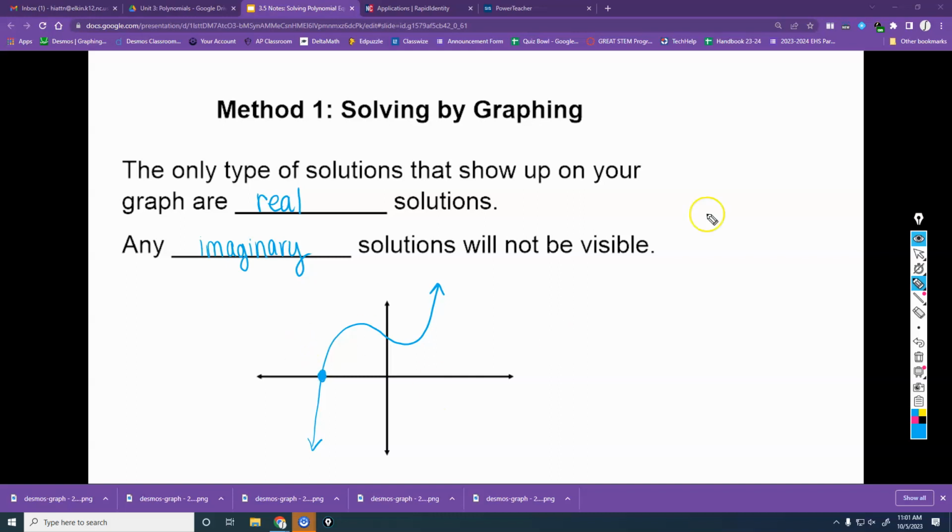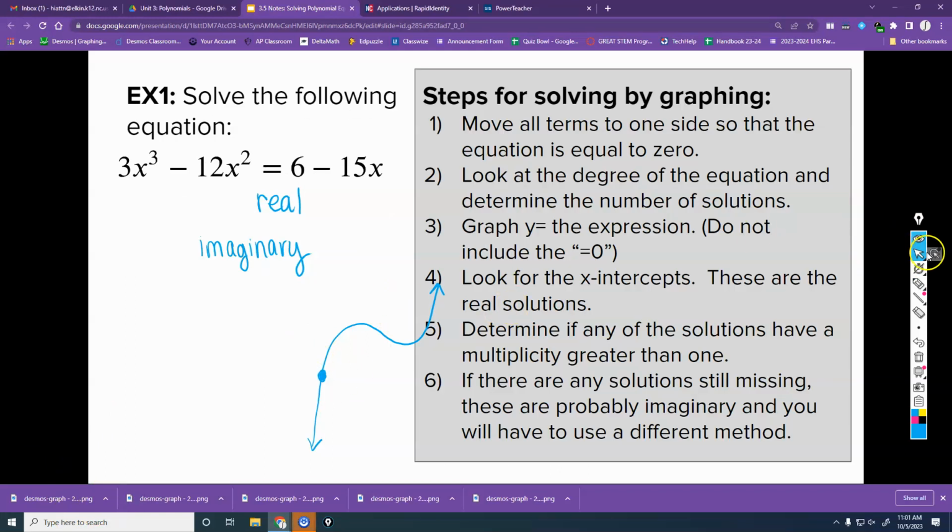But let's start with our easiest scenario. Our easiest scenario is that we can use Desmos. All right. So, if I'm asked to solve the equation 3x cubed minus 12x squared equals 6 minus 15x. Okay?